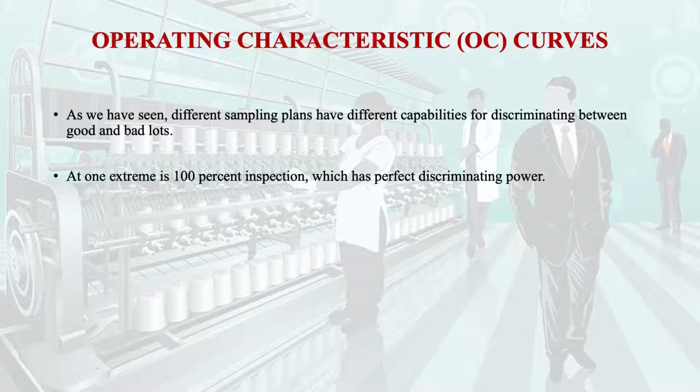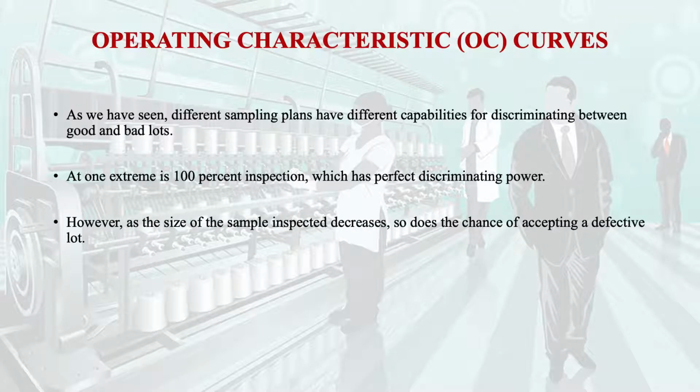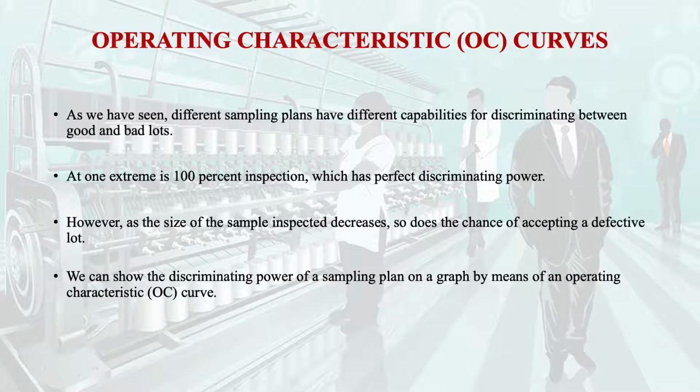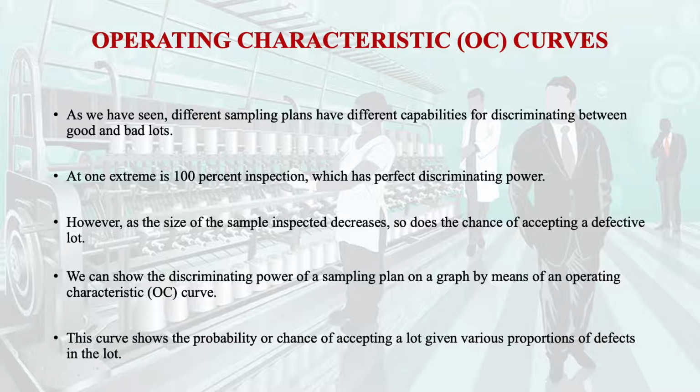At one extreme, 100% inspection has the preferred discriminating power. That means we cannot go for 100% inspection. However, as the size of the sample inspected decreases, so does the chance of rejecting the defective lot. We can show the discriminating power of a sampling plan on a graph by means of an operating characteristics curve. This curve shows the probability of accepting a lot given various proportions of defects in the lot.